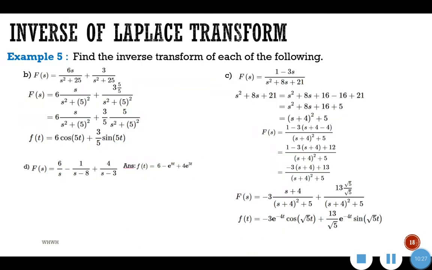Okay, now let's have a look at B. Untuk B ni pula kita ada 6s over s square plus 25 plus with 3 over s square plus 25. Okay, basically yang kat bawah ni first term, second term sama je. Dia punya tu s square plus 25. Tapi be careful, the first term you ada S kat atas, the second term dia tak ada S. Dia ada 3 darab 1 sahaja.